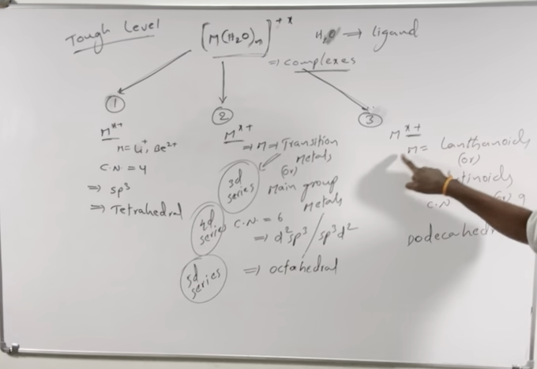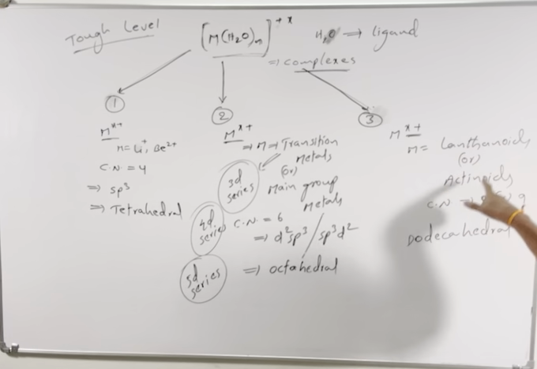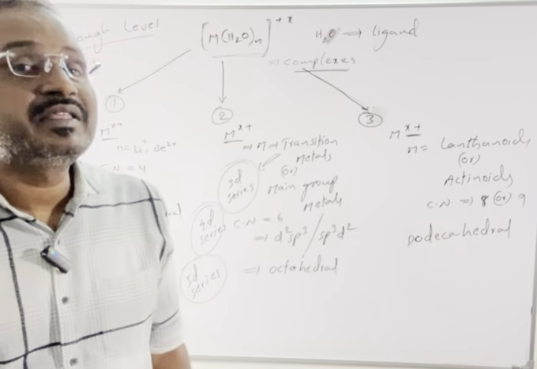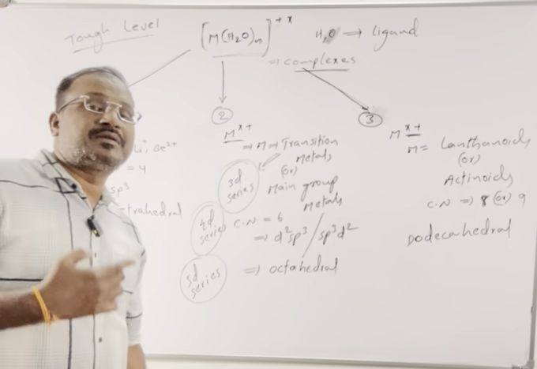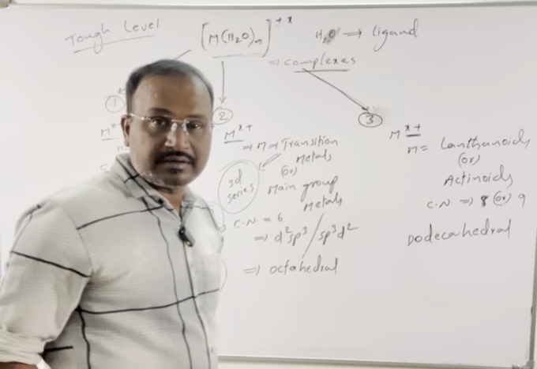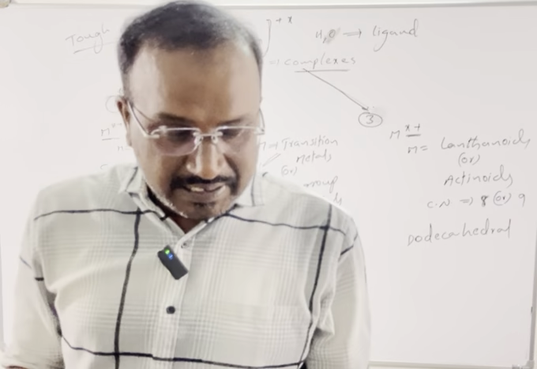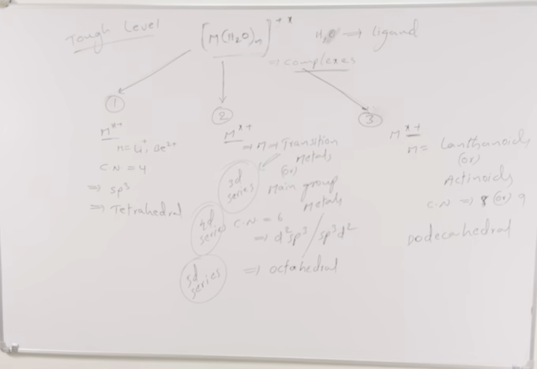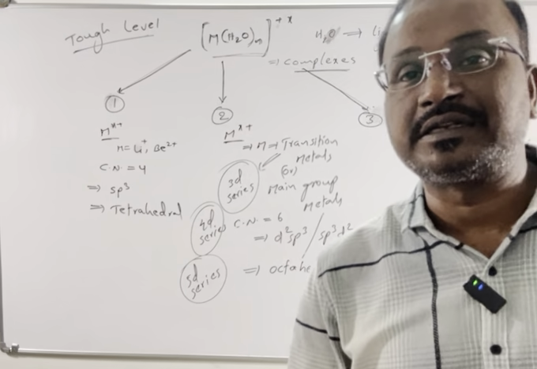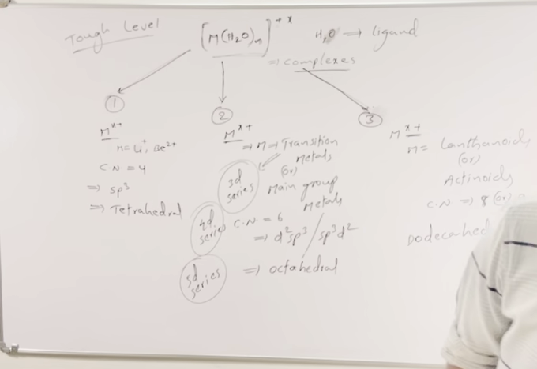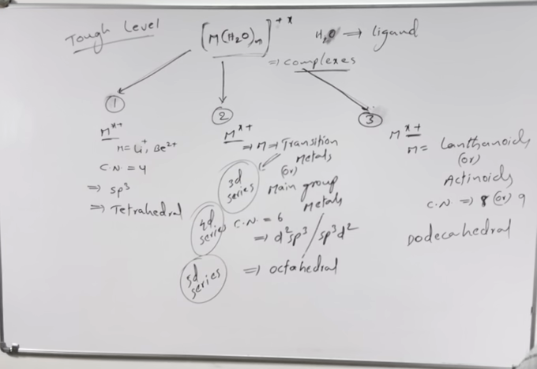And if the metal is a lanthanide or actinide, the coordination number may exceed 6. The coordination number may be 8 or 9. In that case, the shape of the molecule is dodecahedral. Like that, examples may be present. So please be careful if water is present as the ligand. Now, let us see some examples.